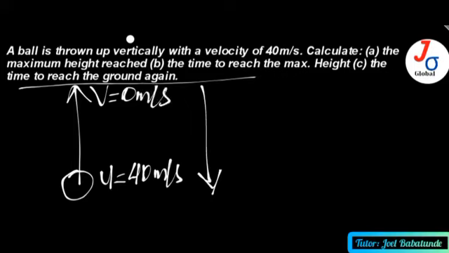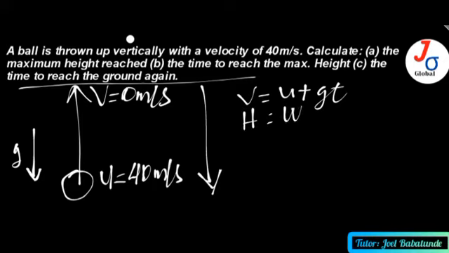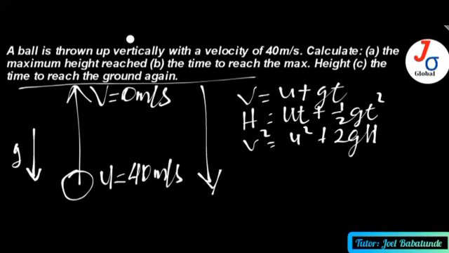So it starts from 40 as it goes up, because of acceleration due to gravity, g, which is 10 meters per second squared. When the speed gets back to 0, it begins to fall, dropping down under the influence of gravity. Now listen, the equations of motion that we have: v equals u plus gt, h equals ut plus half gt squared, and v squared equals u squared plus 2gh.